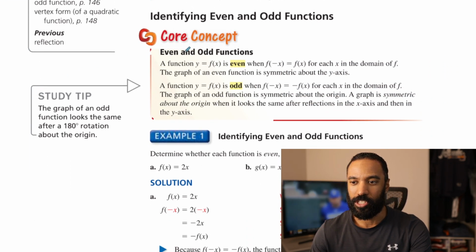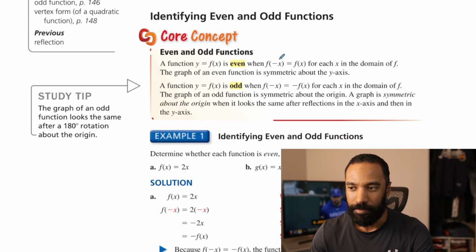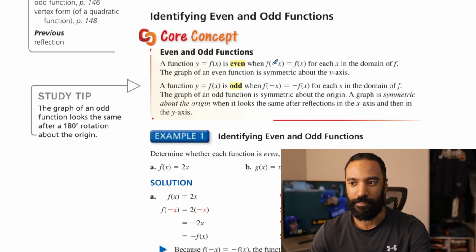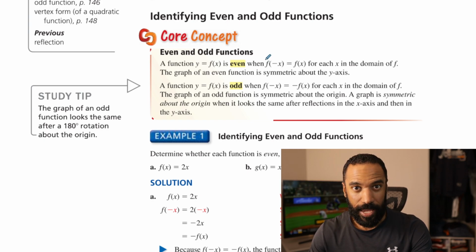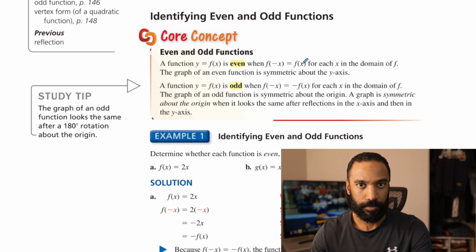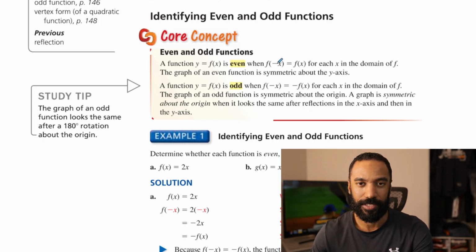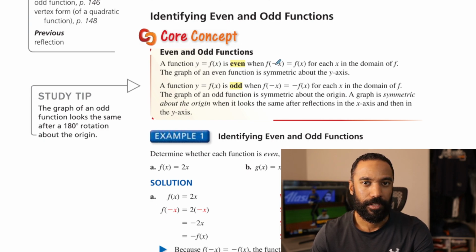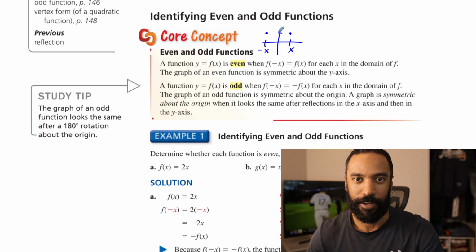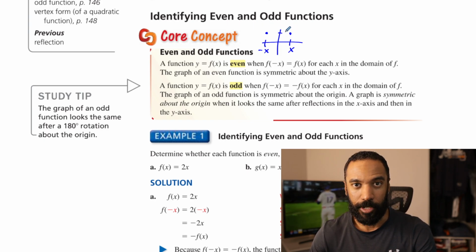Even and odd functions. Let's talk about these. A function is even when, now this is going to look kind of strange, f of negative x equals f of x for each x in the domain of f. Okay, what they're saying is if I substitute some value for x, or if I substitute the opposite value of x, I get the same y value out. So on a graph, if I plug in this value for x and I get this y value out, and I plug in this opposite value of x, I should get the same y value out. That's what even functions do, that they have this kind of symmetry. And that's what they're going to say next.